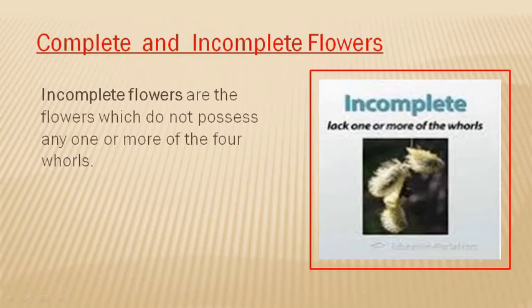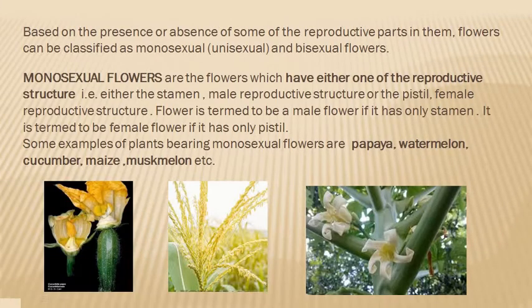Now the flowers which do not possess any one or more of the 4 whorls are called incomplete. As the name itself tells, incomplete means not complete, the flower which lacks one or more whorls is called an incomplete flower. Now the next category of flowers is monosexual and bisexual flowers.